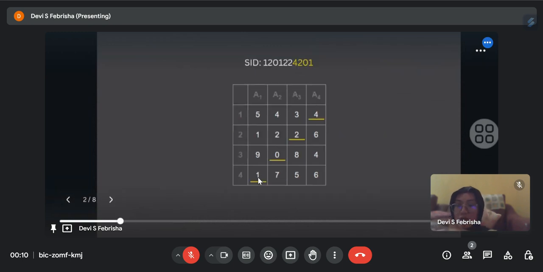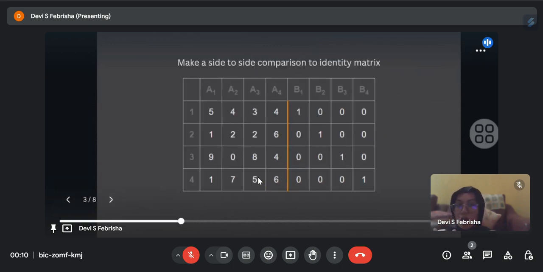Next up, for an inverse matrix, we have to make a side-to-side comparison to the identity matrix. In the identity matrix, the number one makes a diagonal shape like this, and the rest are zero. What we're going to do with the inverse matrix is change the matrix A in here into an identity matrix like this, with a diagonal of ones and the rest zero, and this will change as long as we are changing the columns and rows in here.